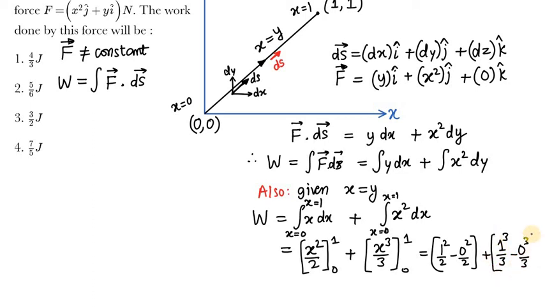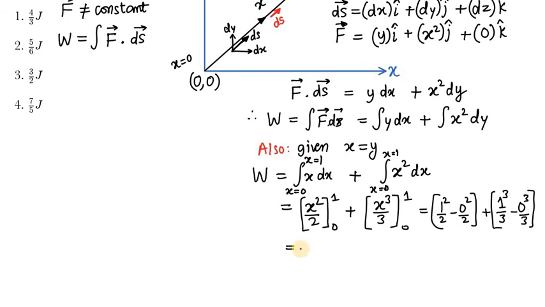And therefore finally we simplify this and we get 1 by 2 plus 1 by 3, which is equal to 5 by 6 joules. So our answer is option 2.